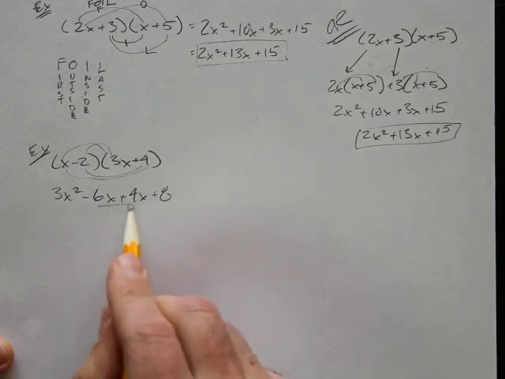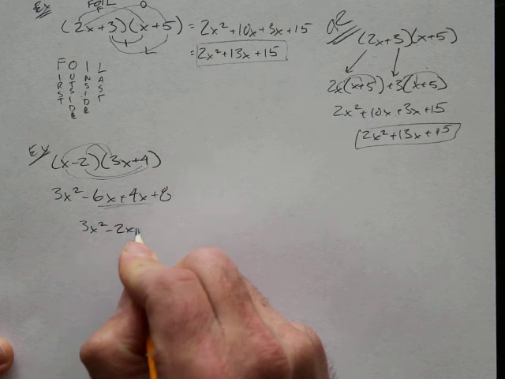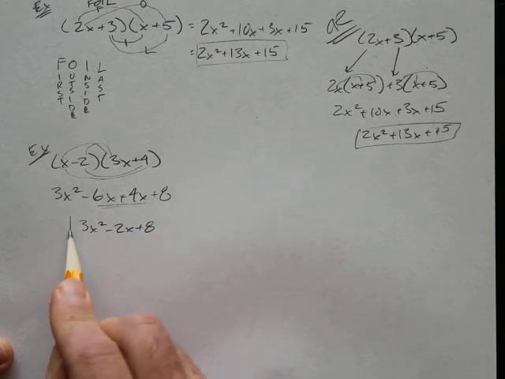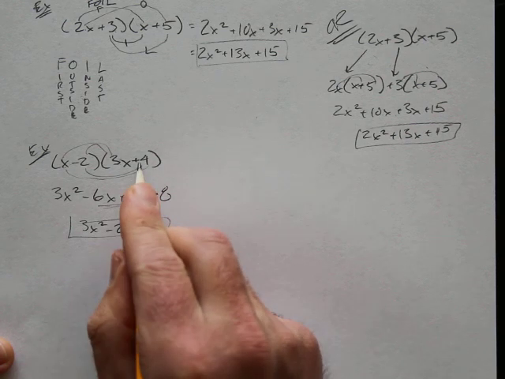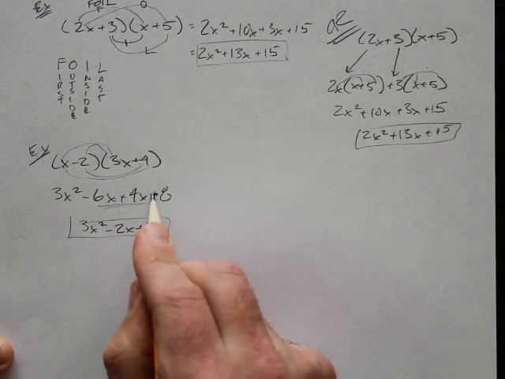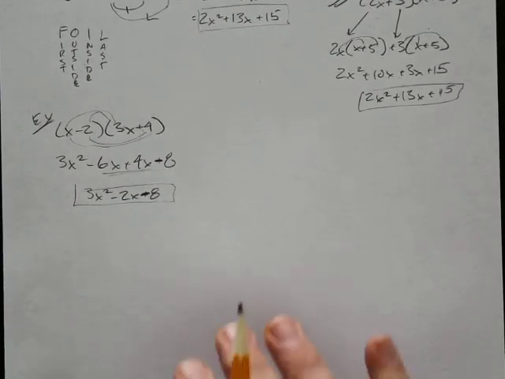Now I'm going to combine my like terms right here. 3x squared, negative 6x plus 4x is negative 2x, and then negative 8. Sorry about that.